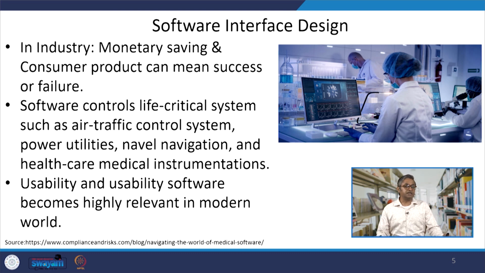There are sophisticated systems, such as we saw earlier in the previous example, the air traffic control system, where the aviator in the air is coordinating with the air traffic controller on the ground. Power utilities, naval navigation systems, highly sophisticated, highly advanced systems. These systems provide a software interface design.